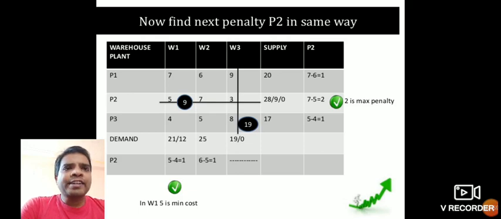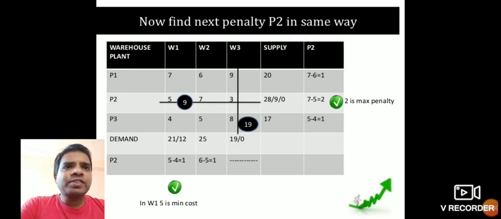Now find out the highest penalty, that is 2, which occurs in the second row. In that row, which is the smallest element? 5, not 3, because 3 occurs in the W3 column, which was deleted in the previous step. So the next is 5, so we can allocate 5. From the P2 W1 cell, we can start the allocation process.